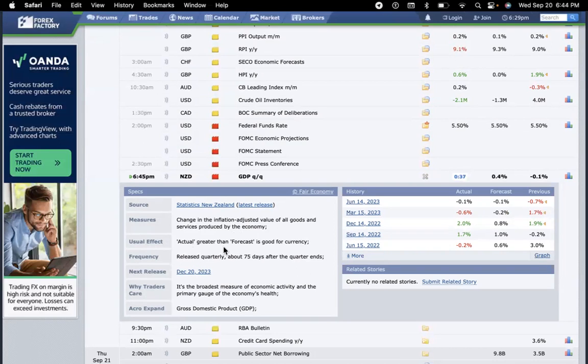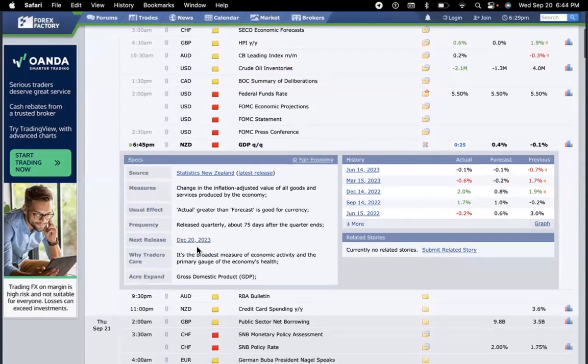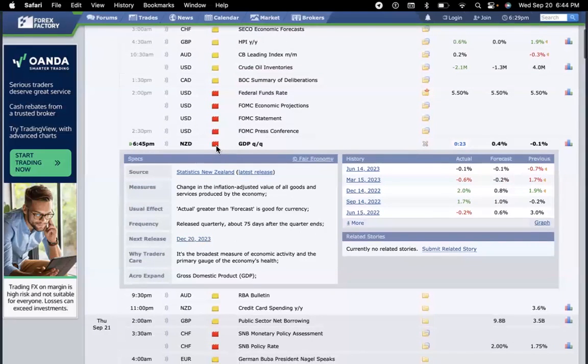So it says actual greater than forecast is good for currency. This is released quarterly, about 75 days after the quarter ends. And the next release will be December 20th. So this is going to be some pretty big news here. And it's nice to know we have a red folder, right? And a red folder doesn't necessarily mean sell. It just means that the news is really going to affect how that currency pair is moving. And why do traders care? This is the broadest measure of economic activity and the primary gauge of the economy's health.